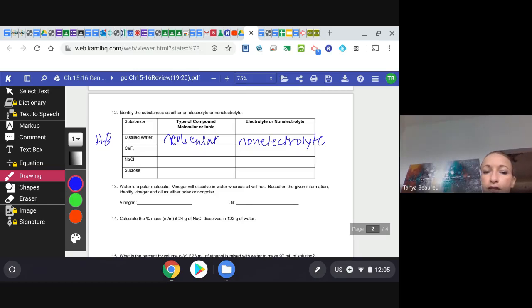Calcium fluoride starts with a metal. If it starts with a metal, it is going to be an ionic compound. Ionic compounds do dissociate in solution, and they are going to be electrolytes.